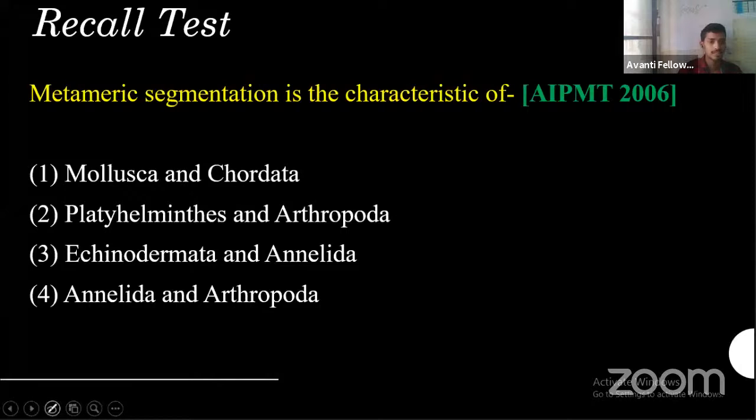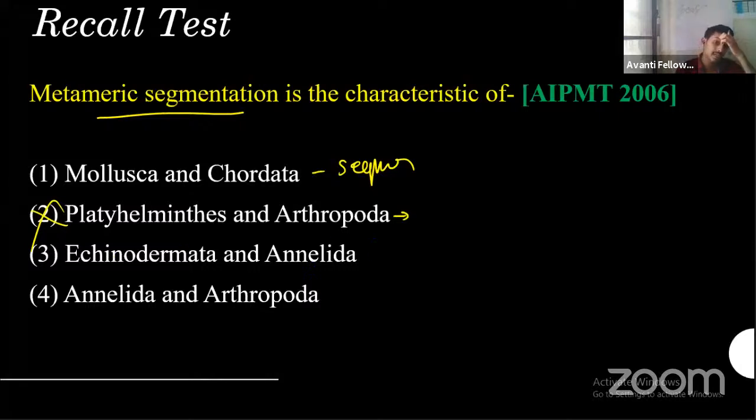So you can simply answer. They are asking about metameric segmentation. You know that mollusca and chordata show segmentation, we will keep it like that. Platyhelminthes and arthropoda, you can remove this one, right? Echinoderms and annelida: echinoderms are there, annelida okay, it's also partial. You can say this one is partial, this one is partial. Then you come across annelida and arthropoda. Annelida shows complete metameric segmentation. Arthropoda also shows segmentation. So the correct answer is annelida and arthropoda over all the other options.